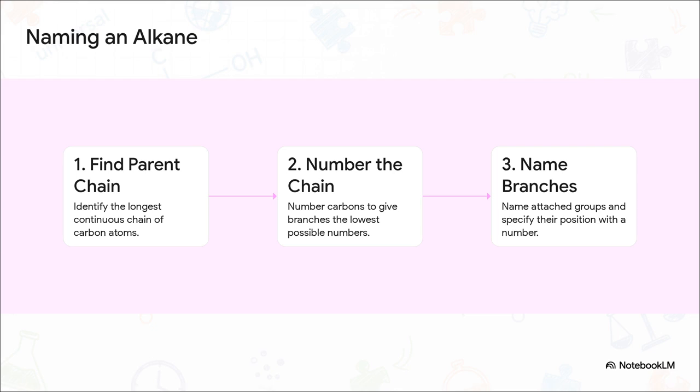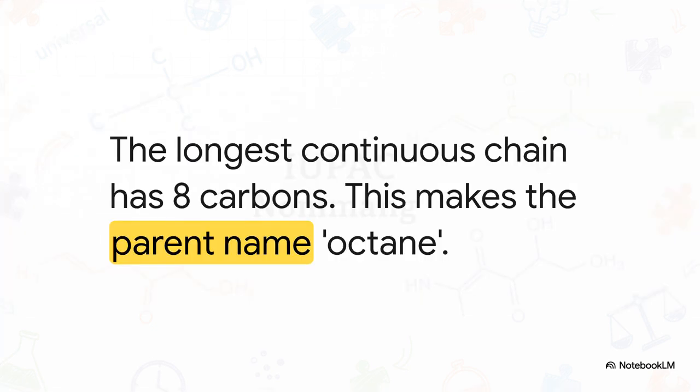Let's give it a shot. All right, here's our molecule. Step 1, find the parent chain. If you trace the longest continuous path of carbons, you'll count 8 of them. The prefix for 8 is oct, and since this is a simple alkane, we add the suffix ane.